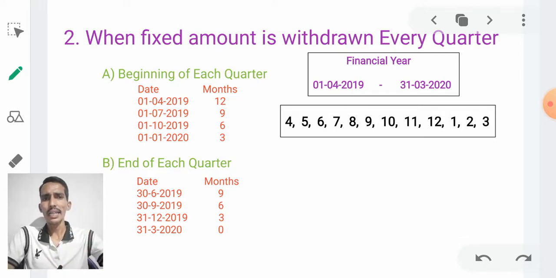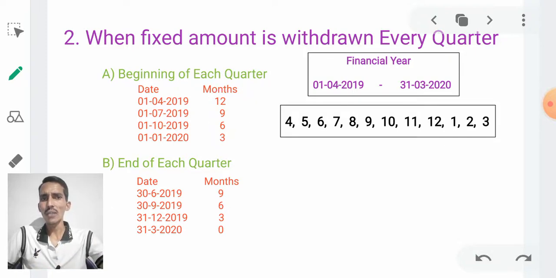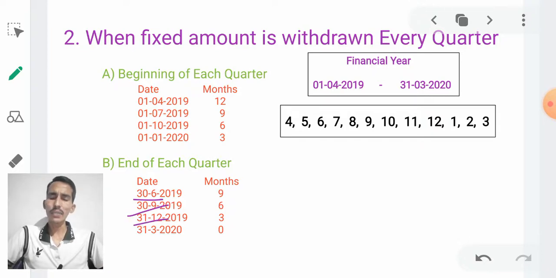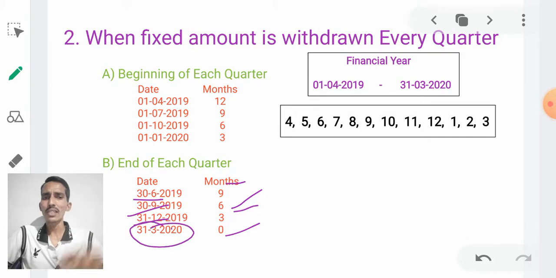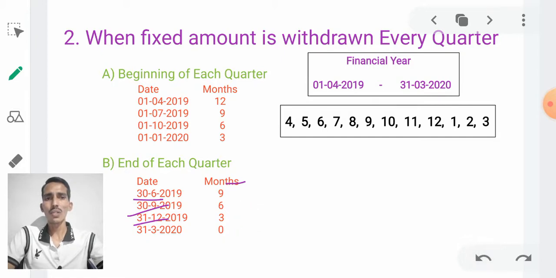Keep it in mind: if in the problem it is given beginning of each quarter, you have to take 1/4, 1/7, 1/10, 1/1 and months 12, 9, 6, 3. If it is given as end of each quarter, you have to take 30/6, 30/9, 31/12 and 31/3. Months will become 9, 6, 3 and 0. Why 0? Because it is the end of the financial year, and at the end of the year he has taken the amount. Therefore, there are no months to calculate interest on drawings. Is it clear? Right. In the next slide, we will solve one problem.